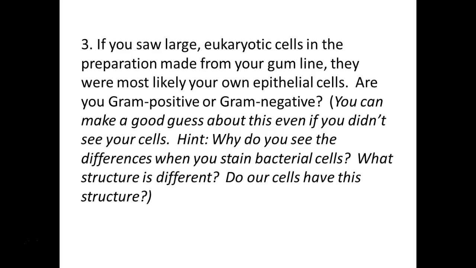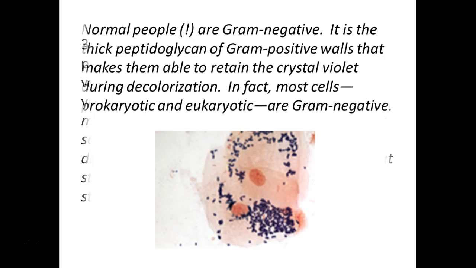Nope, gets washed out. Then we counterstain with safranin, and they're going to be pink. So this big fried egg looking thing that you've seen before, that's one of our squamous epithelial cells that would be found in our mouth. And there's the nucleus. That's another clue that it's a eukaryote, right? And then all these little purple things are gram-positive bacteria that are in our mouth. But yeah, we'd always come out gram-negative.